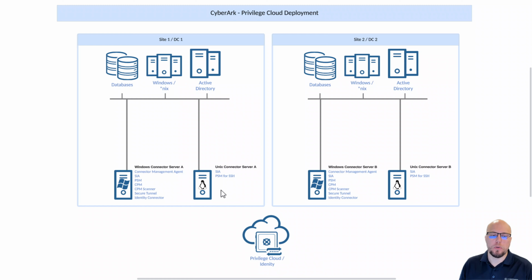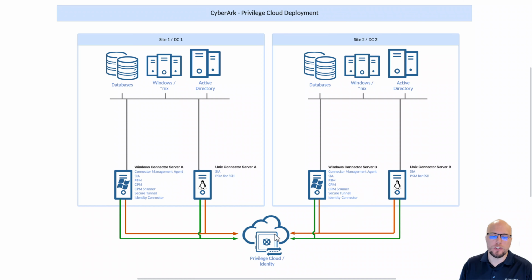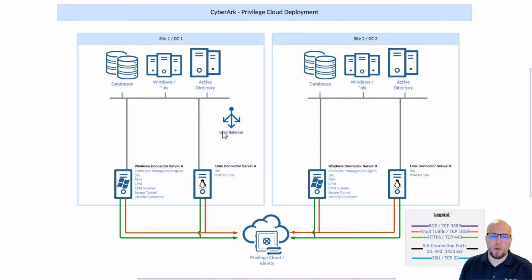Optionally, you can also deploy the Unix connector. All the connector servers that you deploy will communicate outbound to the CyberArk Privilege Cloud. And the lines that we've drawn here are represented by these protocols down here. So green means the HTTPS traffic, and the orange lines here mean the CyberArk Vault protocol that runs on port 1858.